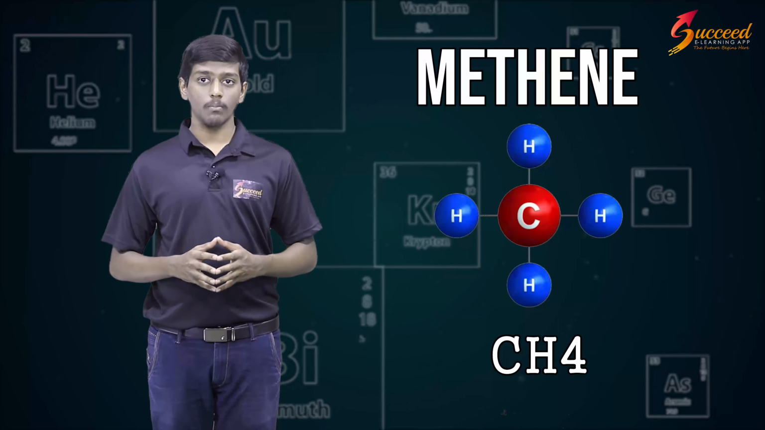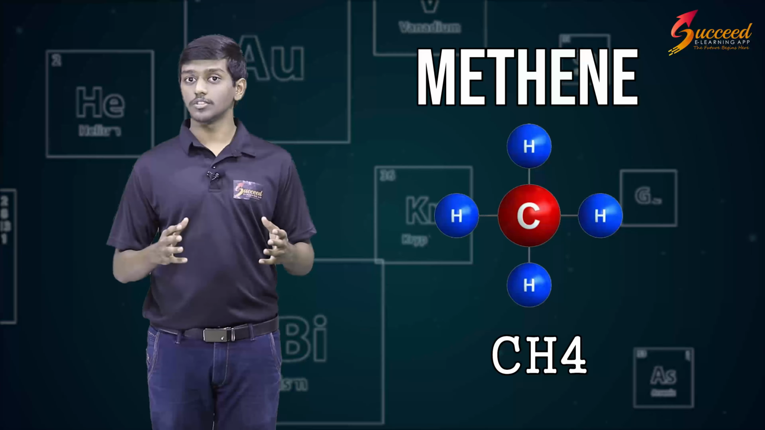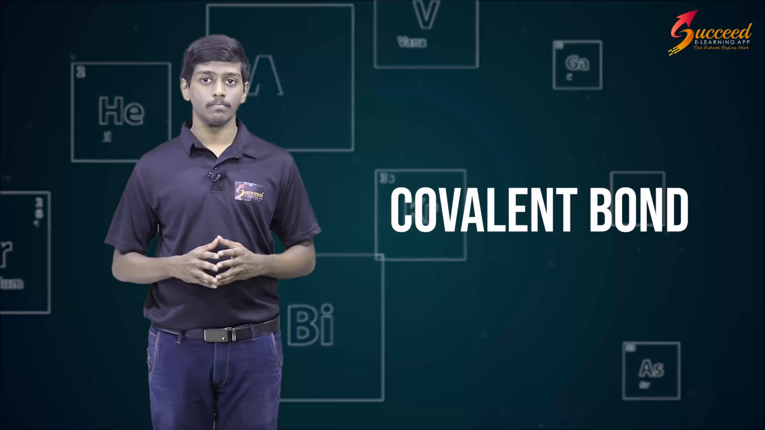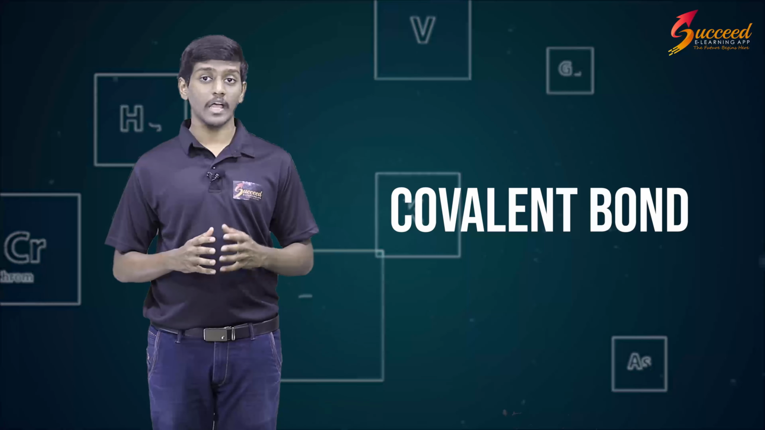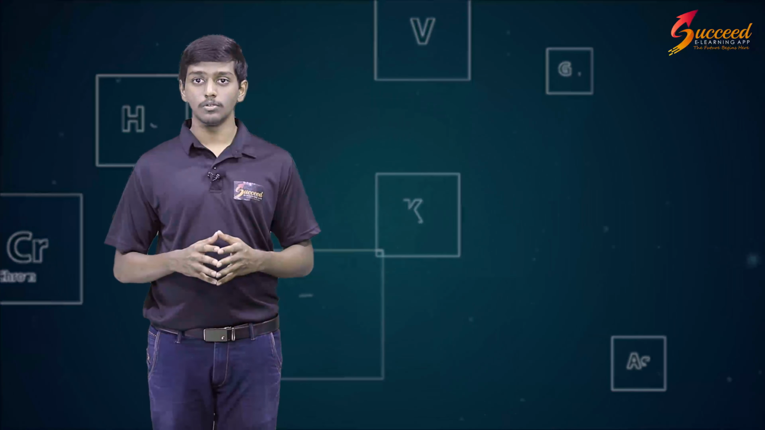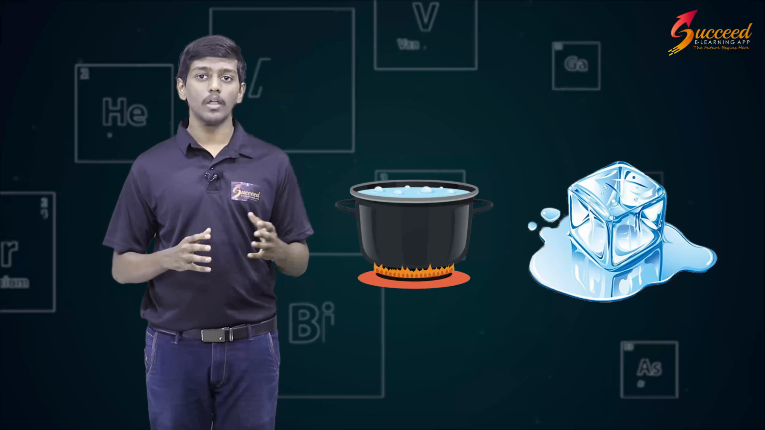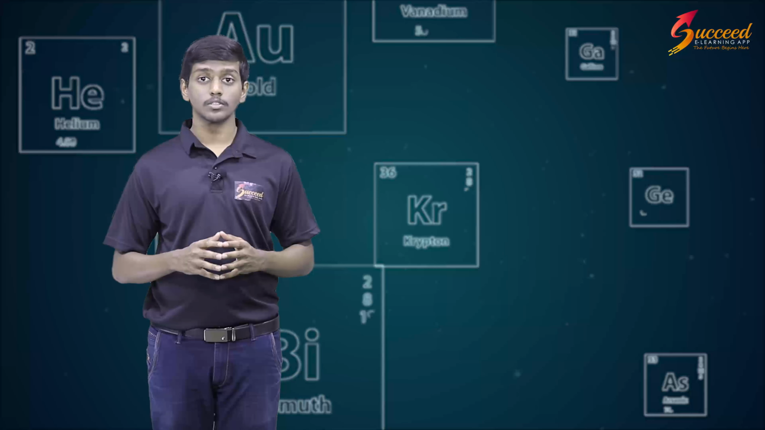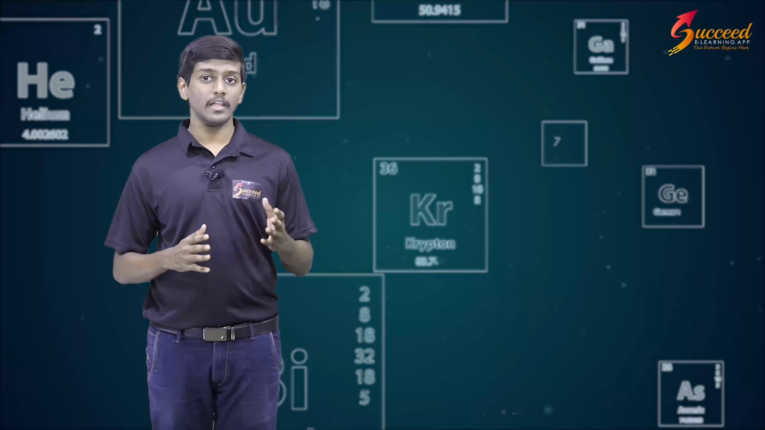The bond formed by sharing of electrons is called a covalent bond. The covalent molecules have strong bonds, but they have weak intermolecular forces, which give rise to low melting and low boiling points. Since there is no exchange of charges or electrons, they are electrically neutral, that is, they are poor conductors. Let us see some examples.